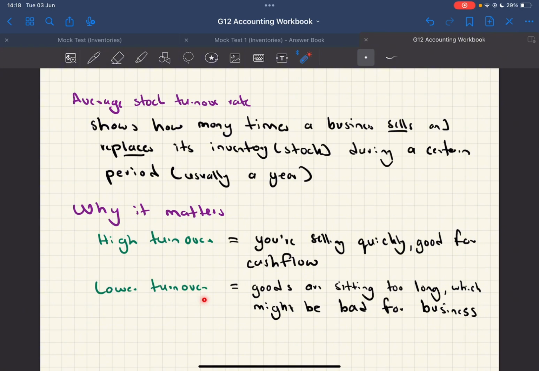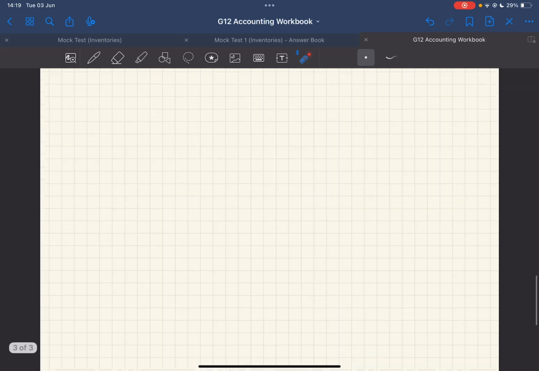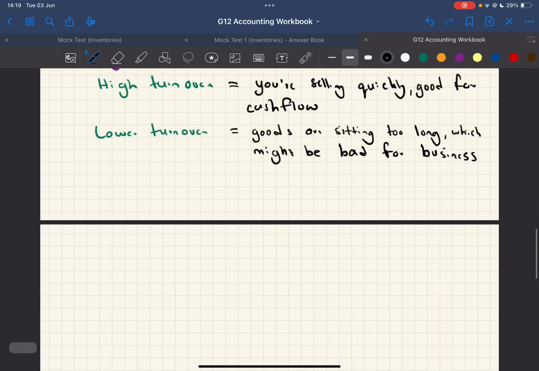But if you have a lower turnover, meaning that your goods are sitting too long in your business, which might be bad for business. And how bad? Because what can happen is, since your stock is sitting for too long, it can get damaged, or it can be stolen, right? People can steal it because it's sitting for long in the business.